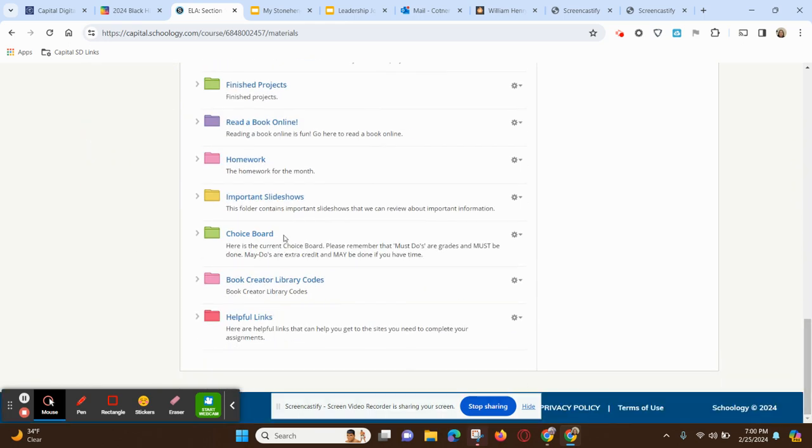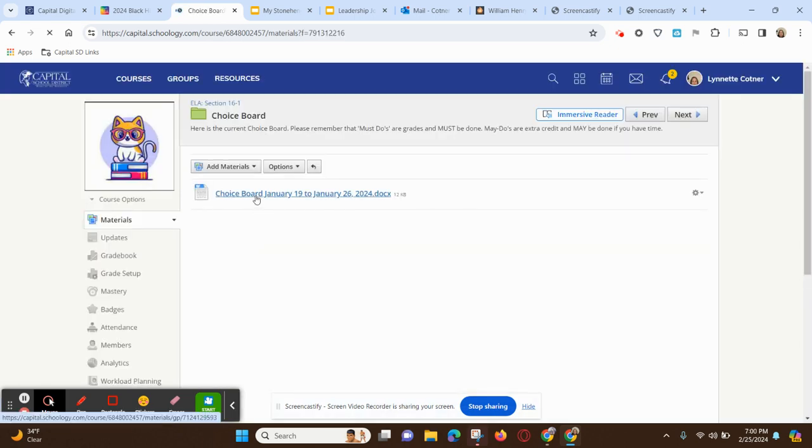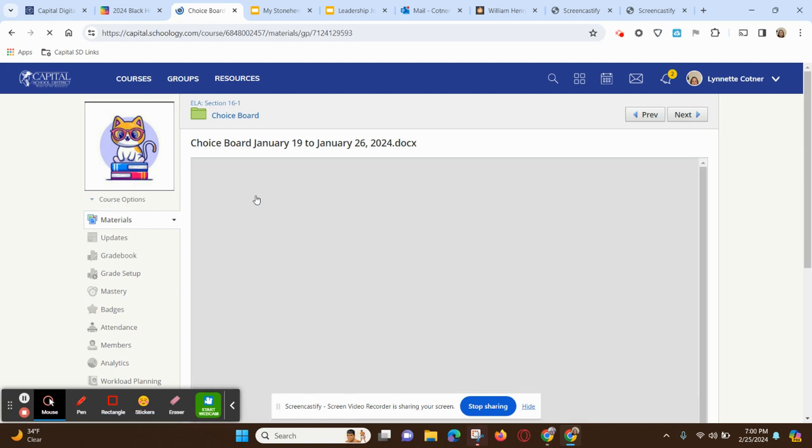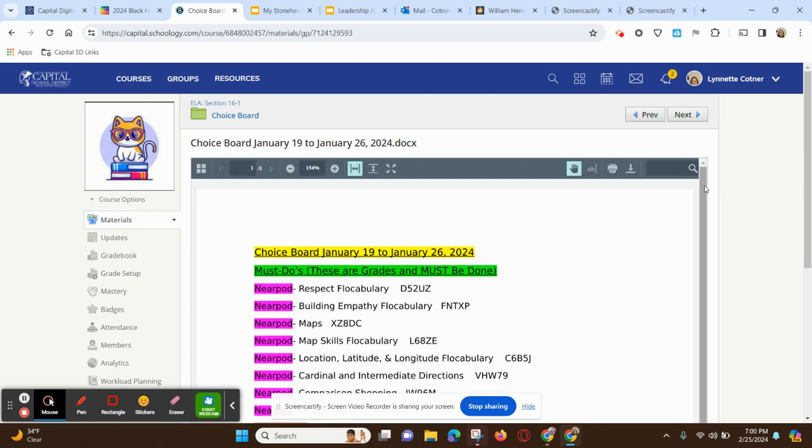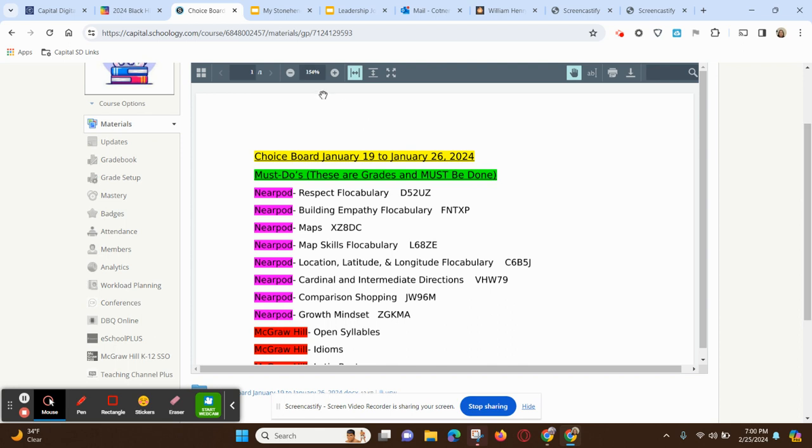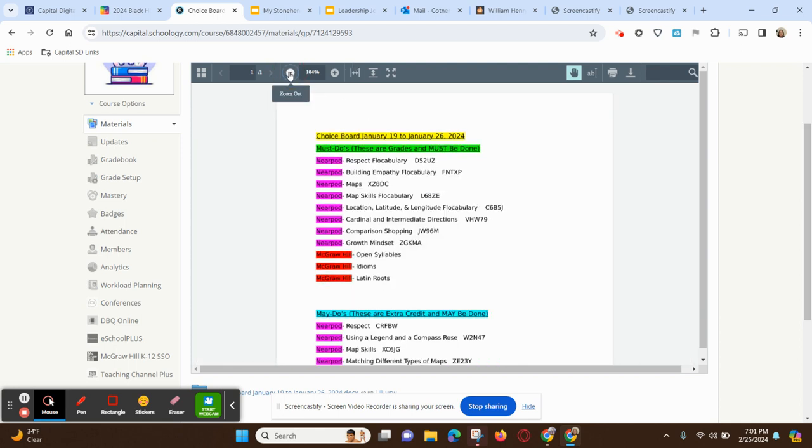The choice board. If I have a choice board, we've had a lot of projects lately with the Black History books being 16 pages long. So we haven't had time for a choice board, but if I do give a choice board, it will have the dates that the board is for, and then it will give them a choice. And it will say that must do's are grades and must be done, and may do's are extra credit and may be done.